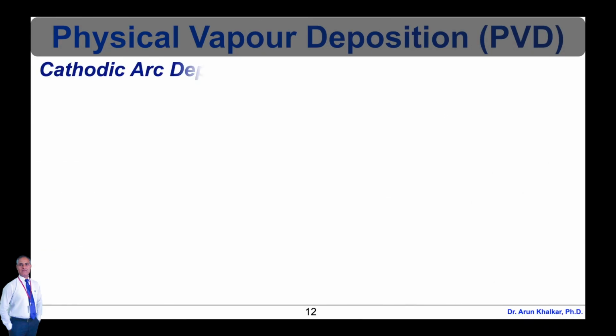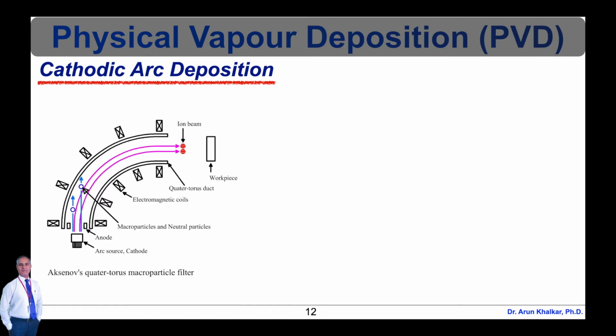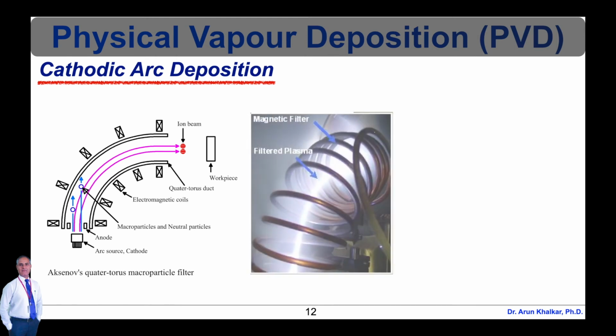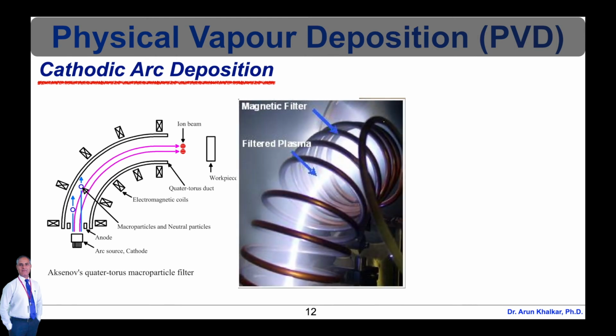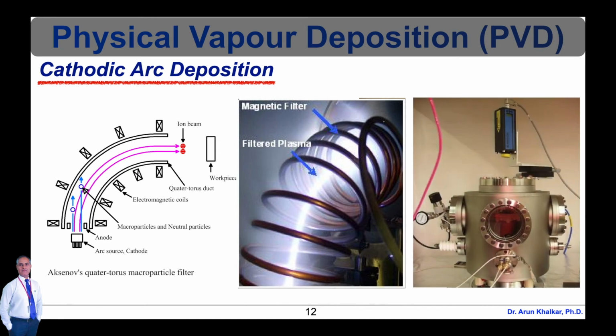Now let's see another PVD technique, that is cathodic arc deposition. Cathodic arc deposition or arc PVD is a physical vapor deposition technique in which an electric arc is used to vaporize material from a cathode target. The vaporized material then condenses on a substrate, forming a thin film. The technique can be used to deposit metallic, ceramic, and composite films. The schematic of cathodic arc deposition and the pictures of the system are shown here.